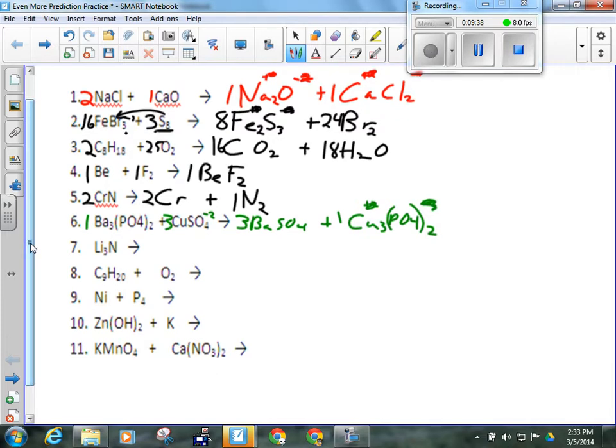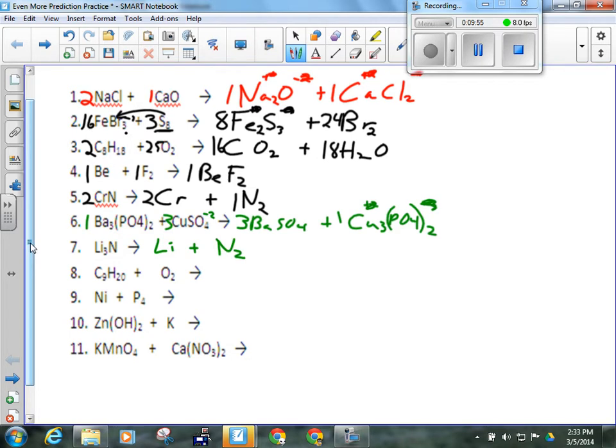All right, number 7 only starts with a compound, so what kind of reaction is it? Decomposition, right? So we're breaking down into lithium and nitrogen. Nitrogen is special, lithium is not. Okay, now we have to balance.